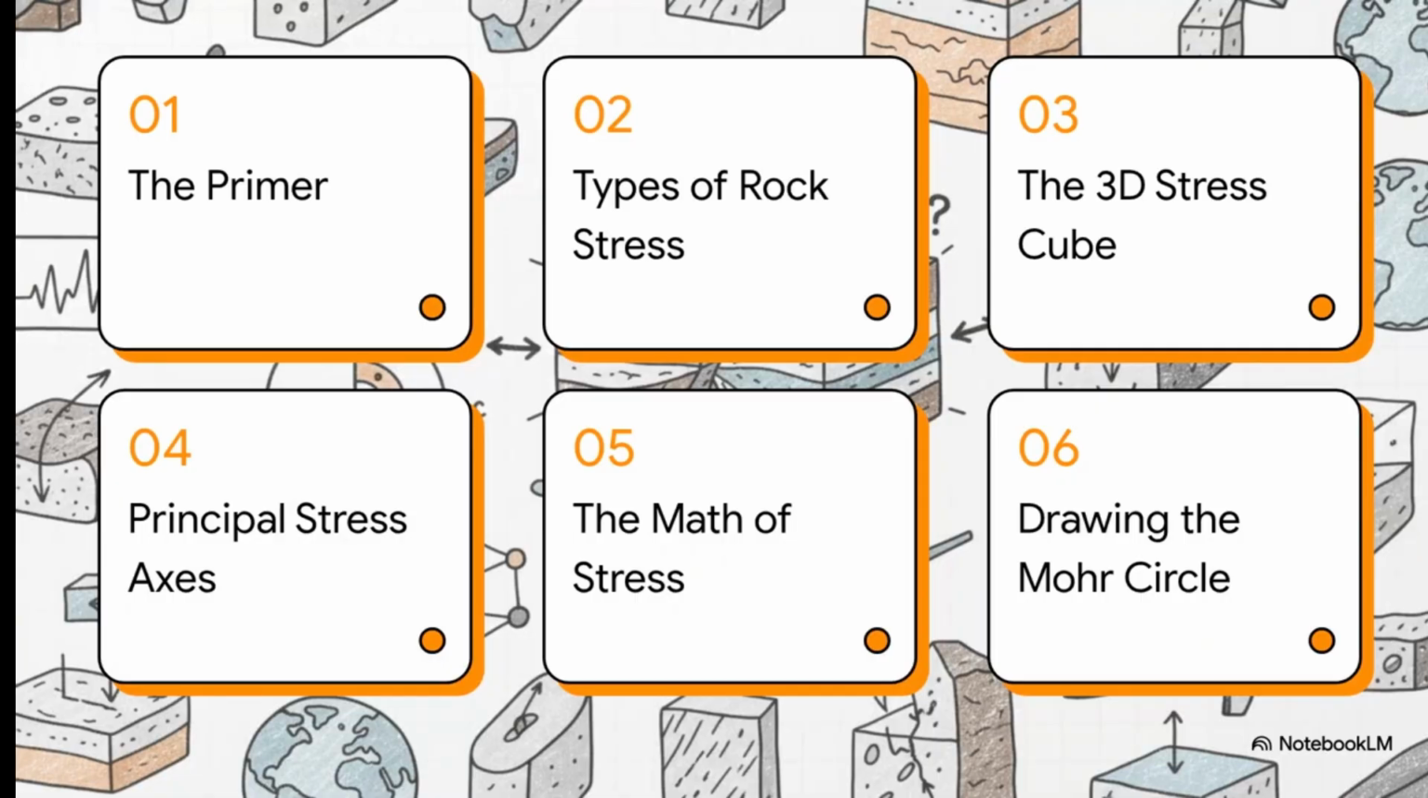Here's our syllabus for today's masterclass. 1. The primer. 2. Types of rock stress. 3. The 3D stress cube. 4. Principal stress axes. 5. The math of stress. And finally, 6. Drawing the Morse circle. Let's build this step by step.